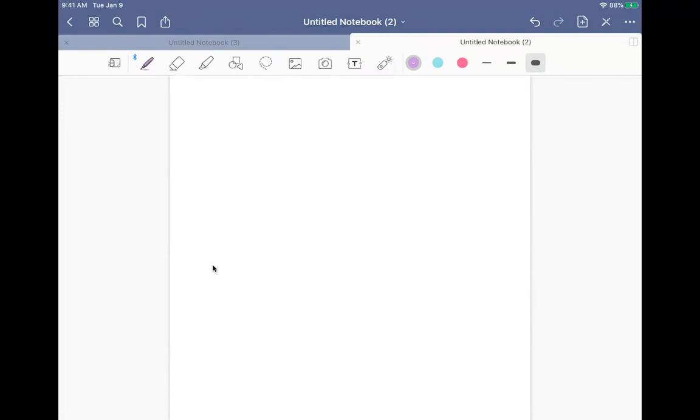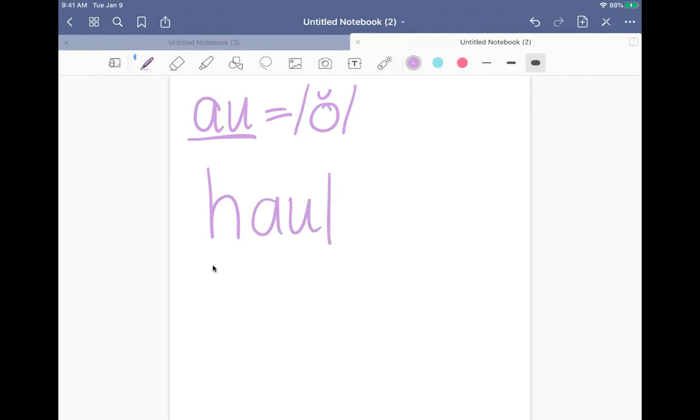This week, we are going to learn about AU. AU is going to make the short O sound. What is the short O sound? Aw, okay? So anytime you see AU, it is going to be making the short O sound. So let's look at this word here. This word is haul because I see that AU is going to come together and they are making the short O sound. Haul. Okay? So another word that you're going to have on your list this week is daunt.